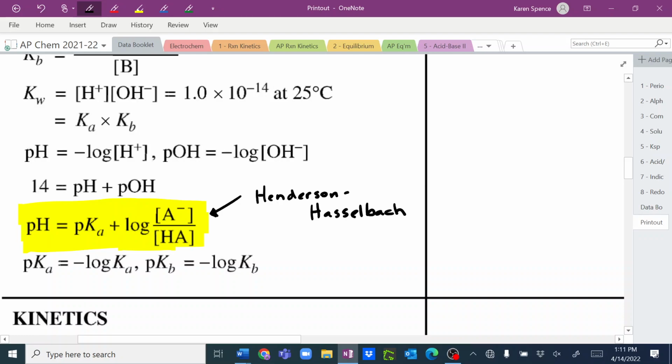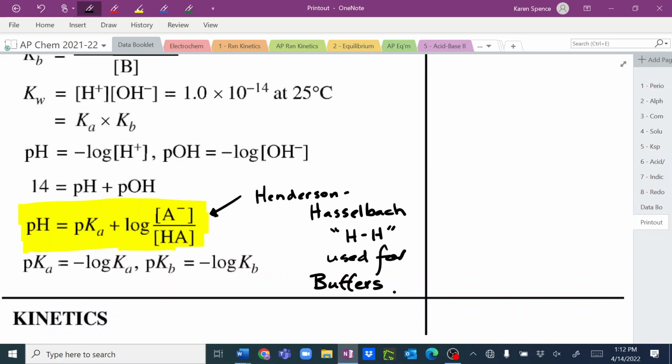Often referred to as the HH equation because nobody wants to write out Henderson-Hasselbalch all the time. Okay, and it is for buffers. So you're going to take your acid, you're going to find its pKa, and then it is plus the log of the base form over the acid form. You see how it's A minus over HA? That's the base form over the acid form.